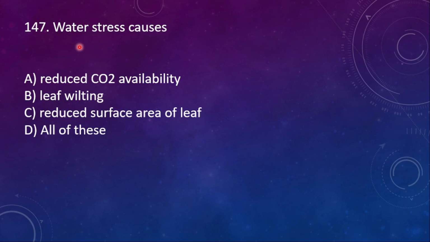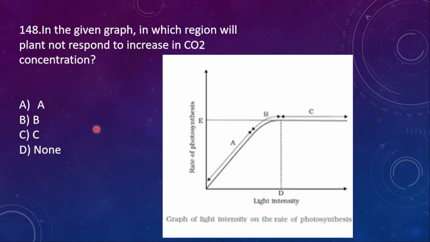147. Water stress causes: A. Reduced CO2 availability, leaf wilting, reduced surface area of the leaf, and then all of this. Here the right option is all of this. 148. This is the graph. In the given graph, in which region will the plant not respond to increase in CO2 concentration, at the region of A?